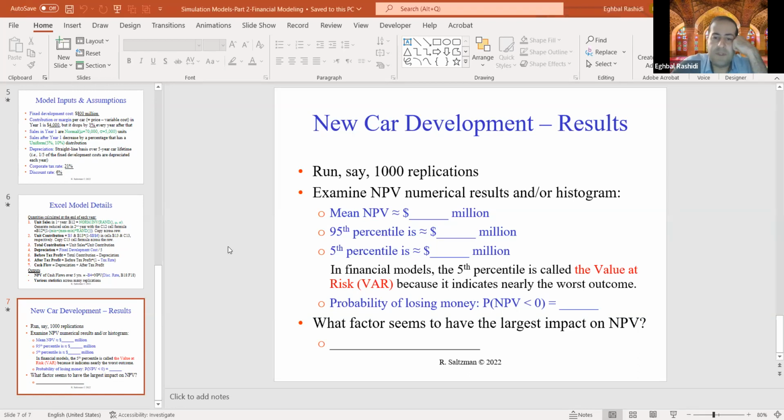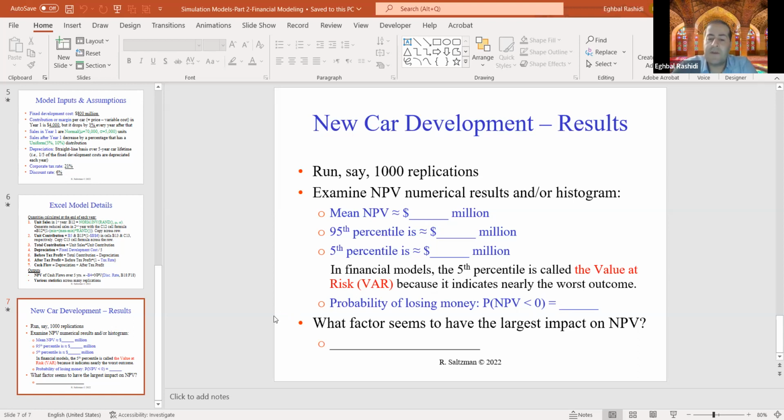So we found the mean, the average MPV value. So that was about $111 million. The 95th percentile is $206 million. The 5th percentile is $21 million, which is also the value at risk, and the probability of negative MPV is about 2%.